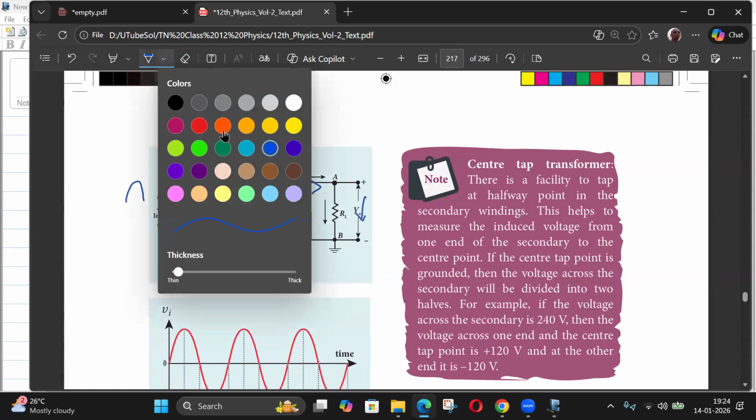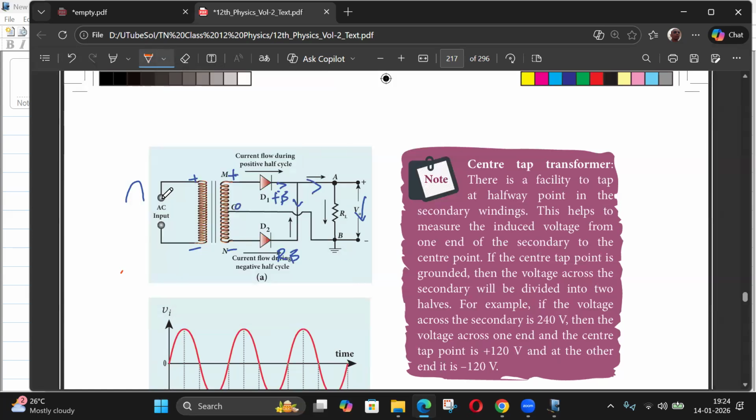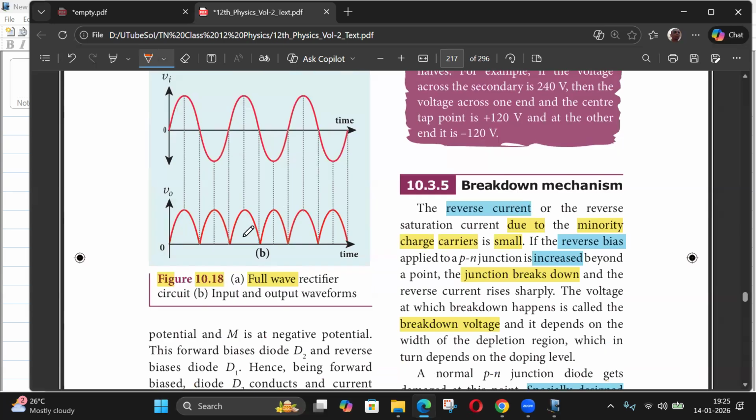in the second half of the input, for this one, this will be minus, this will be plus, and this will be 0. So this will be reverse biased, and this will be forward biased. So the current will flow in this direction. This is plus, the current will come here, go like this, and again it will go downwards only, because you have done the connection like that. So that's why the output is always the positive half.